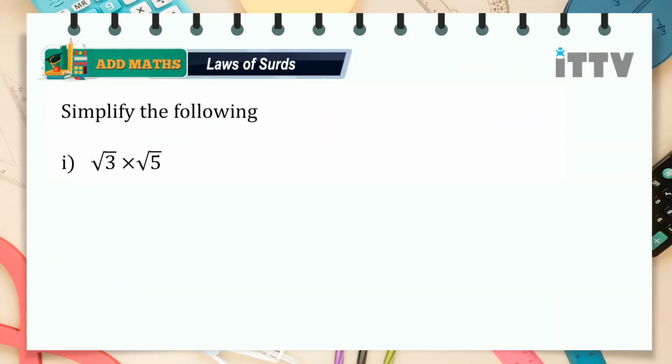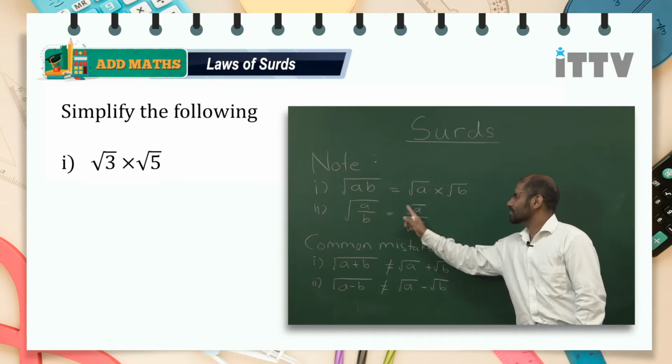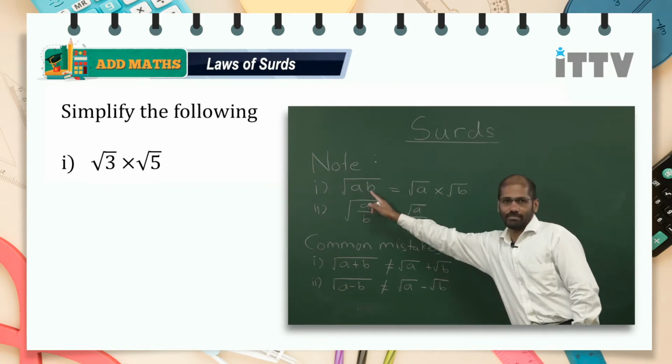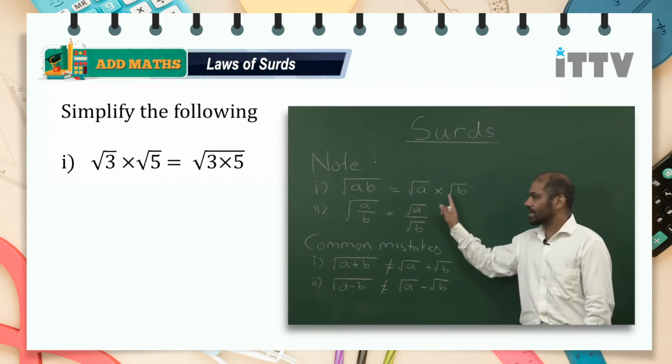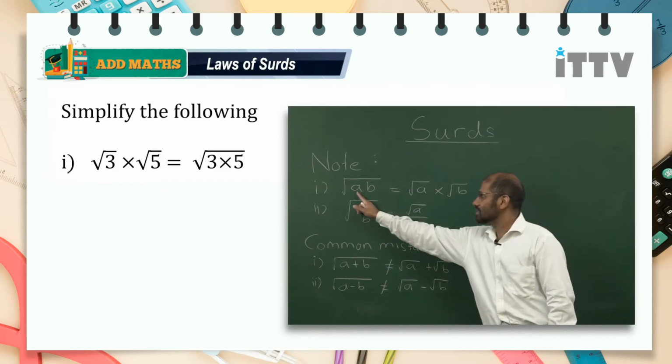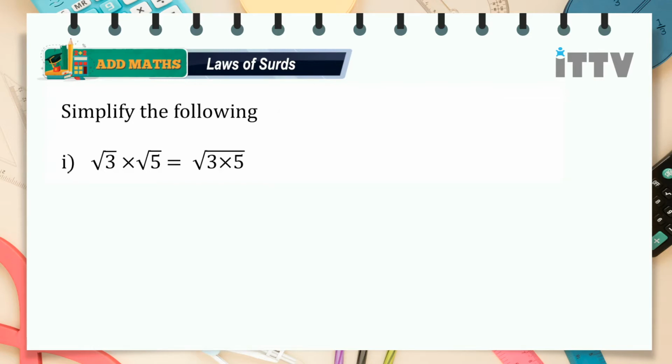So the first example we have over here would be to simplify square root 3 times the square root of 5, or surd 3 times surd 5. In other words, we're going to use this step to bring it back to this step. So you can see surd 3 times surd 5 can be rewritten as surd of 3 times 5. Your A is 3, your B is 5. And that is how we obtain surd 15 as the answer.